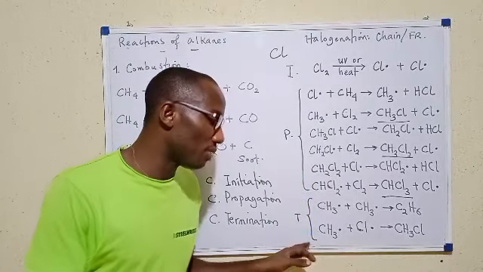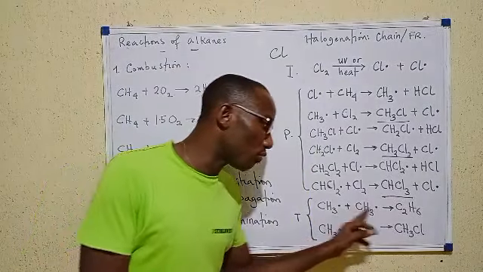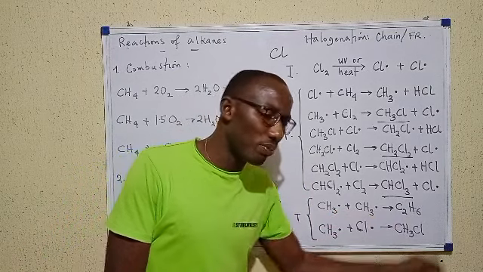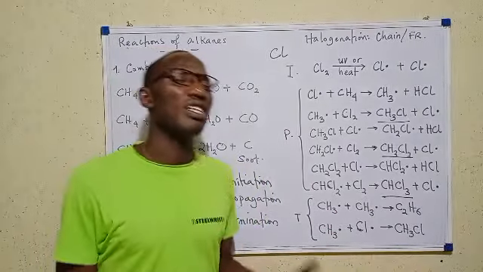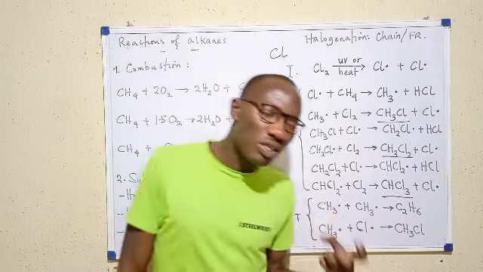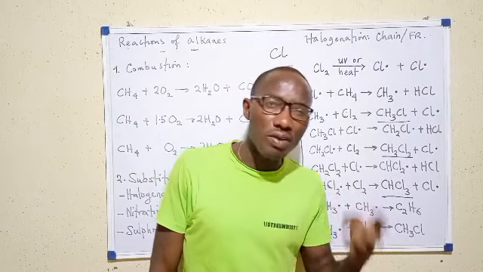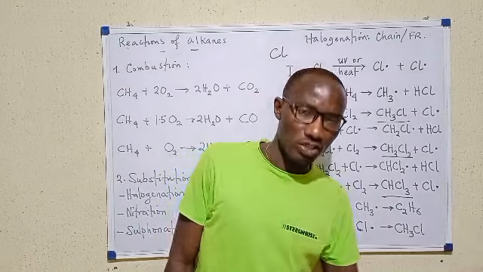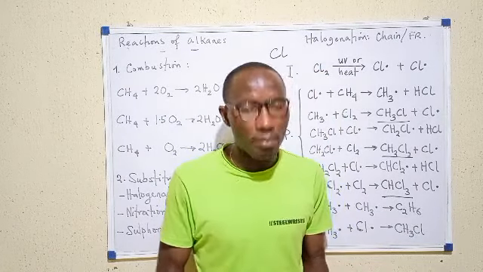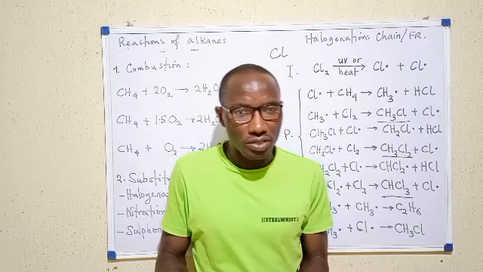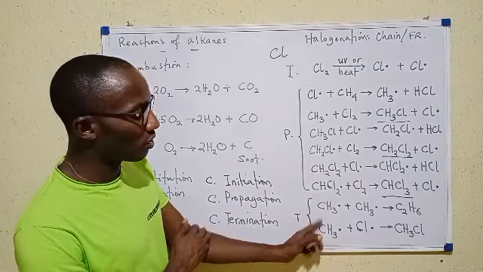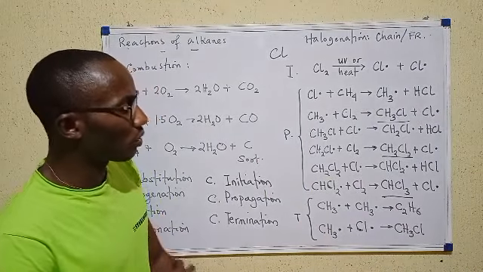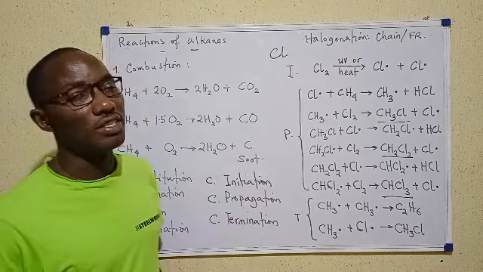But what about the termination steps? They use free radicals without replacing them. So for that reason, we call them termination steps, because they are using up the free radicals that are supposed to keep the reaction going. They keep consuming them, and that in a way brings the reaction to a halt. So we call these stages the termination steps. Those ones are propagation and then initiation.